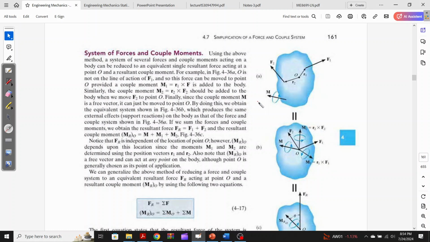Okay, and then there is also a couple moment acting over here, which is going to be included in our system, and our resulting equations will be FR equals the summation of all the forces, and for moments we have to sum up all the moments together. So these are the equations that we will be making use of in the problem that we are going to discuss with you guys.